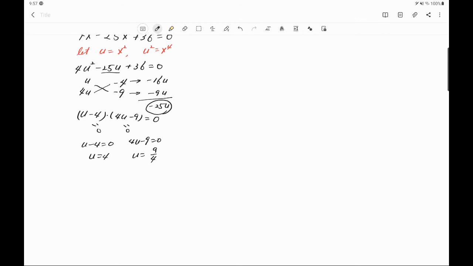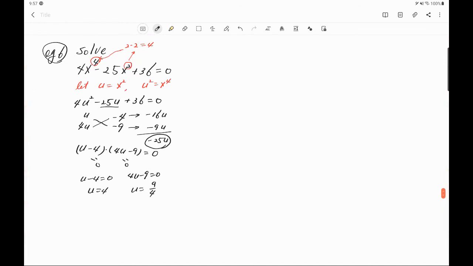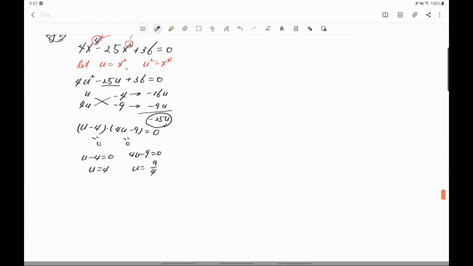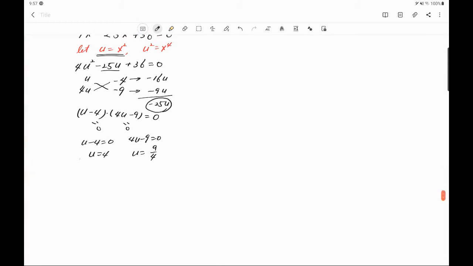All right. We are not looking for the u value. We are looking for the x value, right? The expression for u is x squared, so replace this back. Now u is equal to x squared, so put it back. So x squared equals 4. So from here, x equals plus or minus the square root of 4. So x equals plus or minus 2.